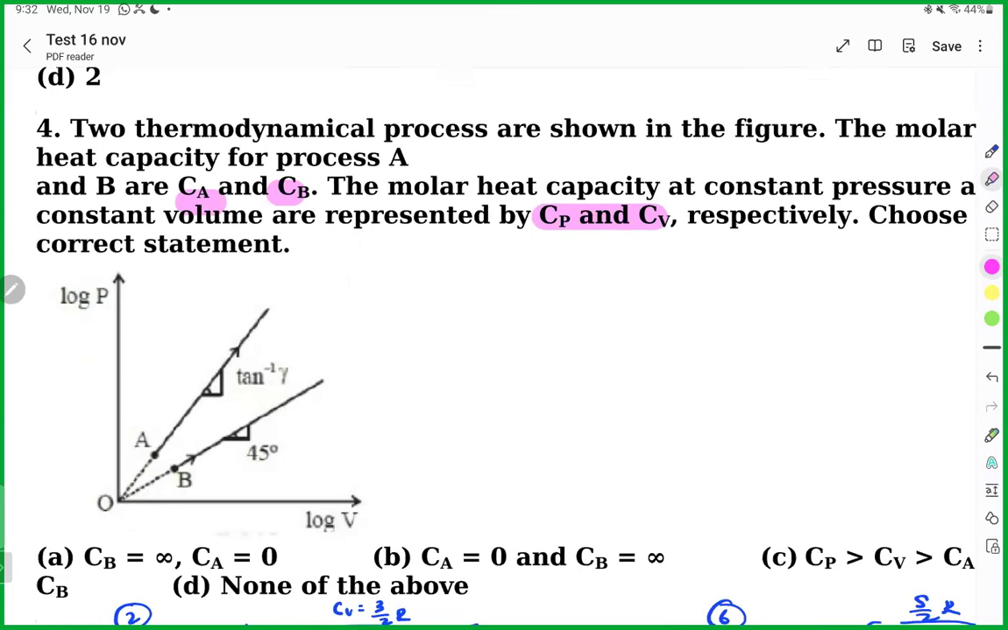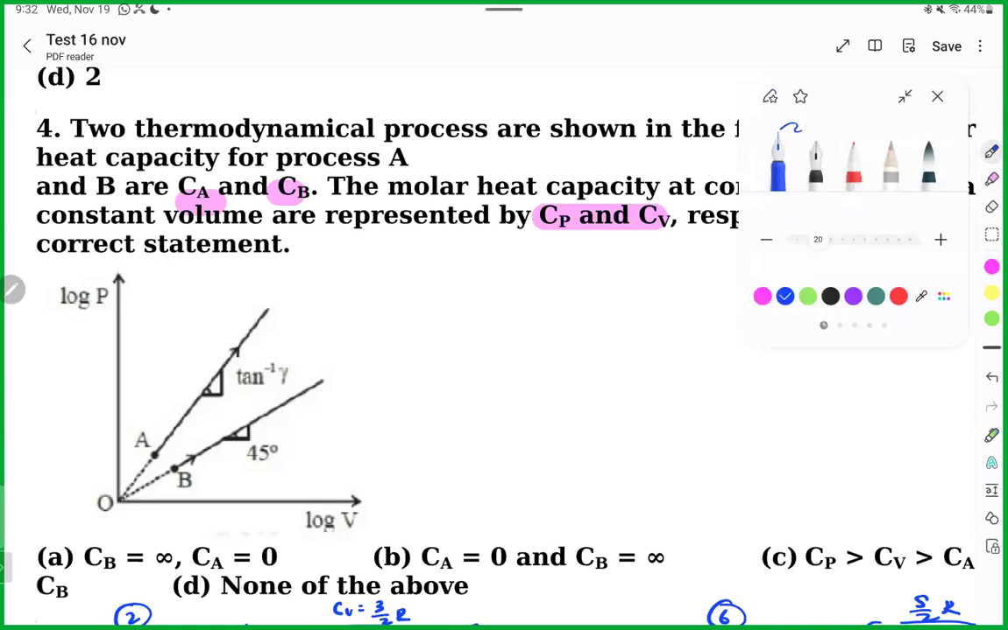सर Cp is equal to, सर Cp कभी Cv से बड़ा नहीं हो सकता। Hmm. तो सर C ऑप्शन तो नहीं होगा। C, Cp Cv से तो बड़ा हो ही सकता है.